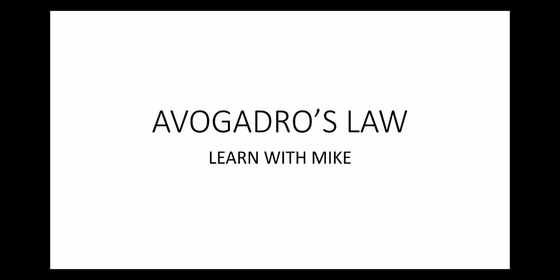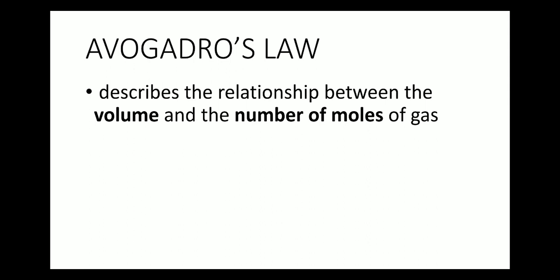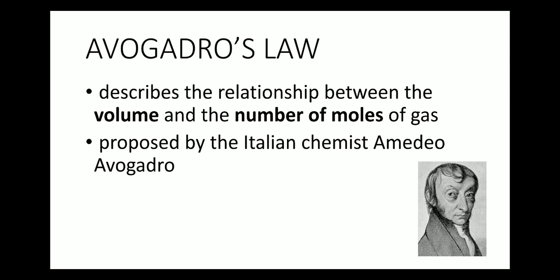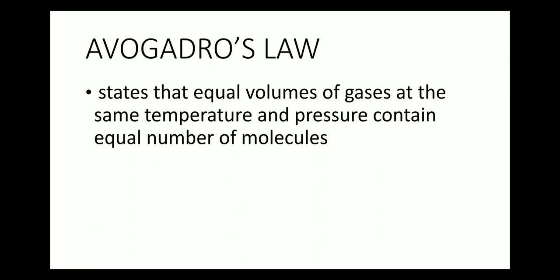So, for today's topic, it's about Avogadro's Law. Let's start. Avogadro's Law describes the relationship between the volume and the number of moles of gas, proposed by the Italian chemist Amedeo Avogadro. So, this law states that equal volumes of gases at the same temperature and pressure contain equal number of molecules. Or we can say that in Avogadro's law, the constants are the temperature and the pressure.